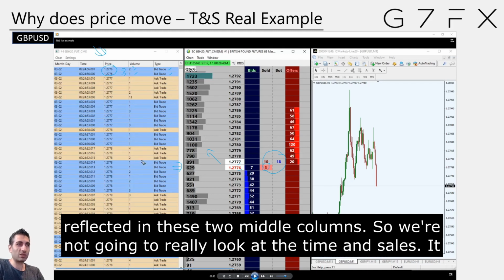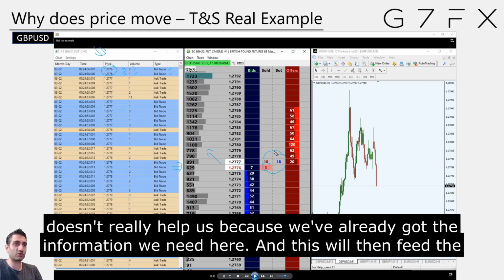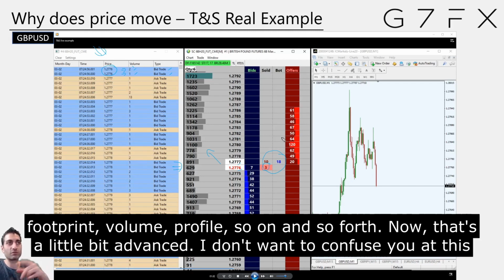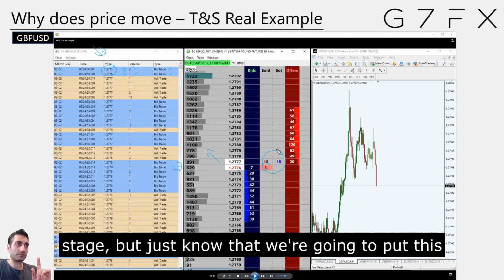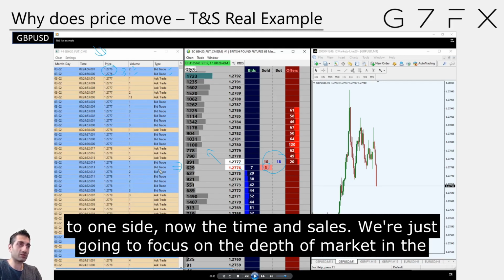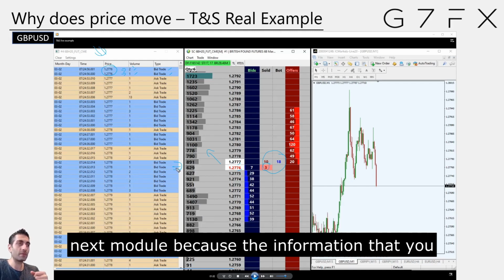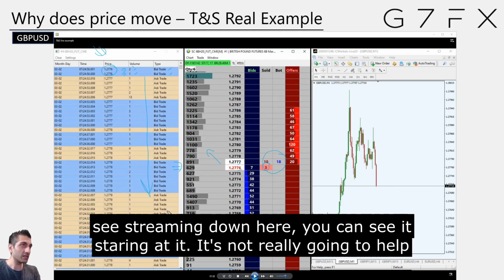So we're not going to really look at the time and sales. It doesn't really help us because we've already got the information we need here, and this will then feed the footprint, volume profile, so on and so forth. Now that's a little bit advanced. I don't want to confuse you at this stage, but just know that we're going to put the time and sales to one side now. We're just going to focus on the depth of market in the next module, because of the information that you see streaming down here, you can see it staring at it.